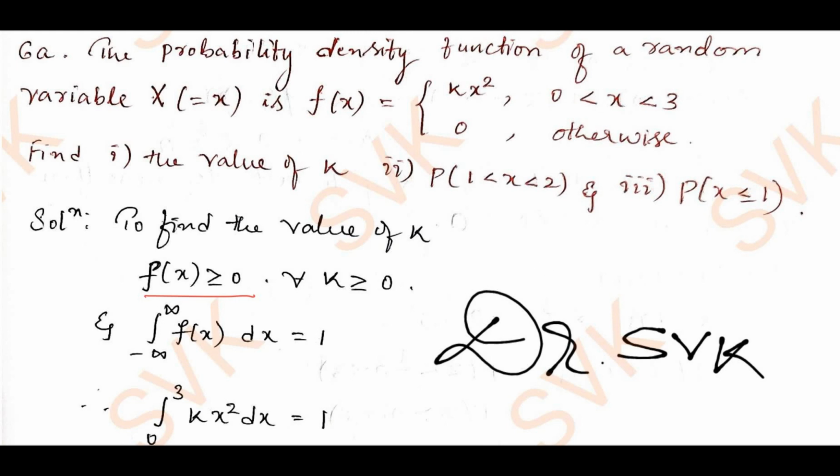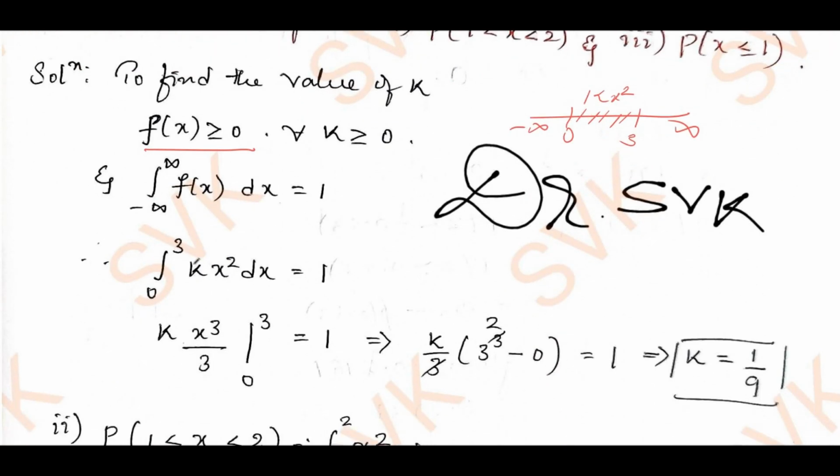As the function has been defined from minus infinity to plus infinity, the function has been defined only in the interval 0 to 3, as kx square. So for that reason, I am going to write the integral from 0 to 3 of kx square dx equal to 1. Integrating this, k is a constant term. The integral of x square is given by x cube by 3, limit 0 to 3, equal to 1.